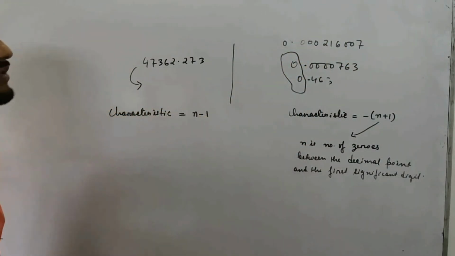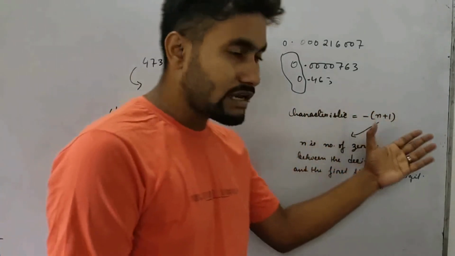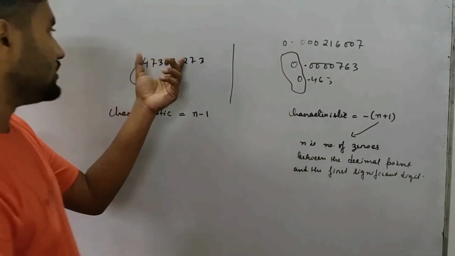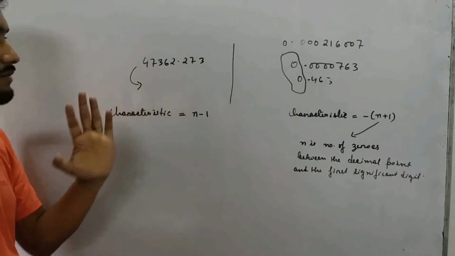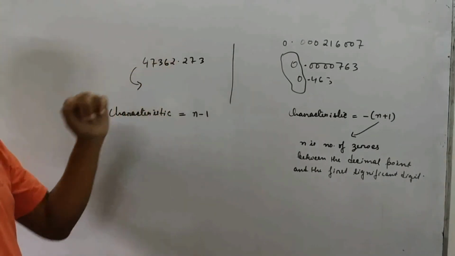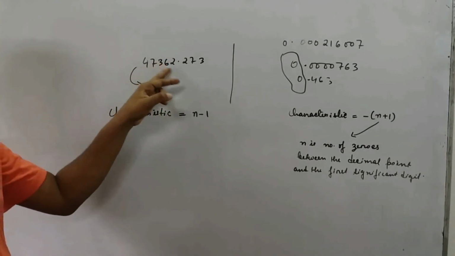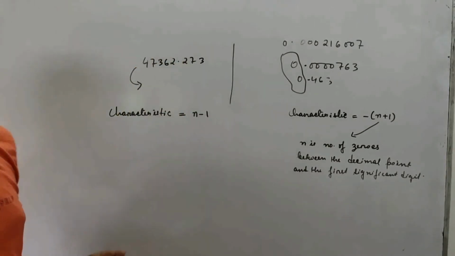When such type of numbers are given, your characteristic formula will be minus of n plus 1. And when an integer number is there, then simply n minus 1. N will be the number of integer digits over here, 1, 2, 3, 4, 5. After the decimal point, no need to count.